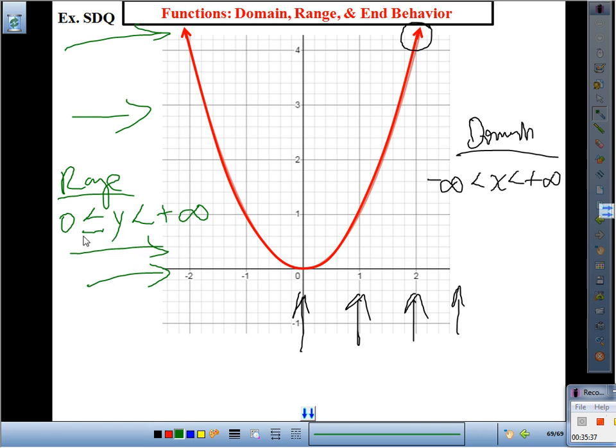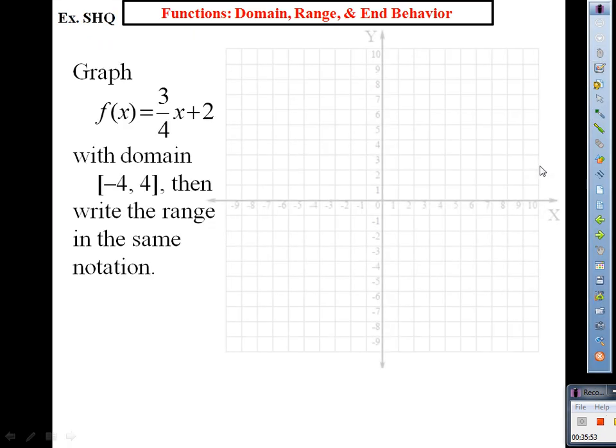Tell your neighbor why this one is equal to, please. Yeah, because this graph goes through 0 and it's included. Okay, we got it? All right, last but not least, look up, please. Copy this one.